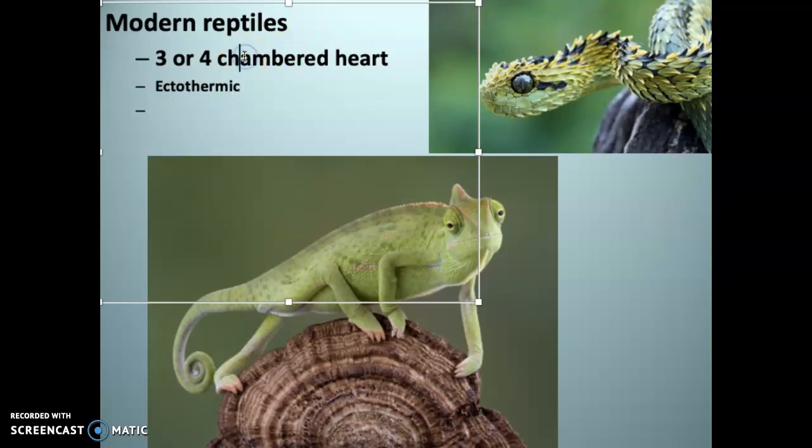meaning cold-blooded. So it's 38 degrees today. No, you're not going to see a lot of reptiles out. Wait a couple days, and when it goes back to 70 or 80 degrees in the spring here, that's when your reptiles start getting active. So they're ectothermic.